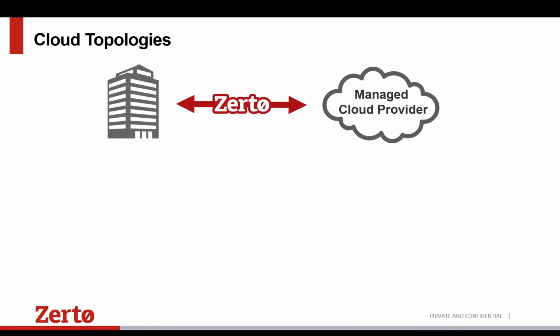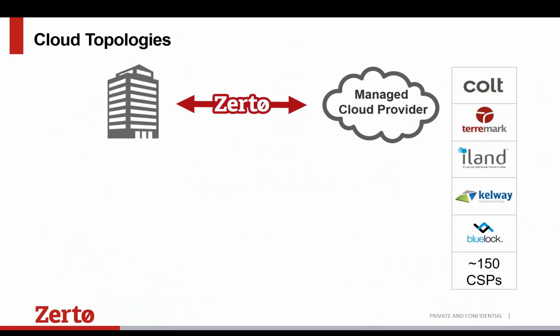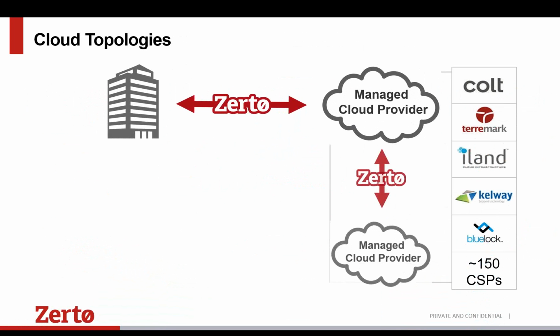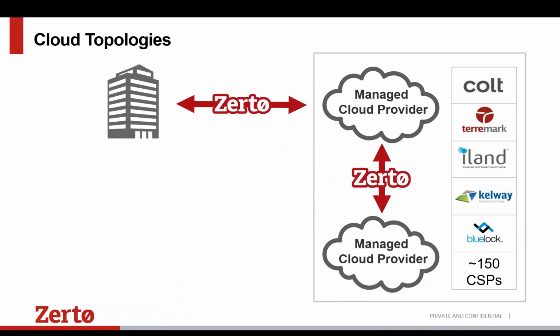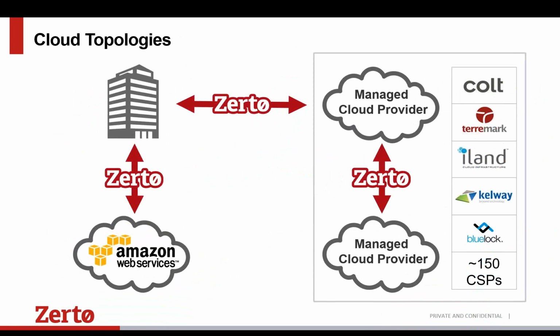In terms of cloud topologies, we support replicating to our managed cloud providers such as Kelway, Bluelock, Colt, Terramark. And many of these cloud providers actually use Zerto to replicate within their cloud. And a new feature coming in 4.0 is the ability to replicate from your on-premise Hyper-V or VMware infrastructure up into Amazon Web Services.